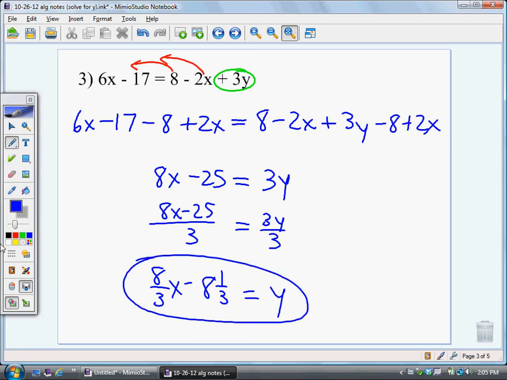Generally, what I'm going to be doing is leaving the coefficient of x as an improper fraction and the constant as a mixed number. And that's just in preparation for the next unit when we start writing things in slope-intercept form. What you're going to find out is pretty much what we're doing. We're not calling it that yet.